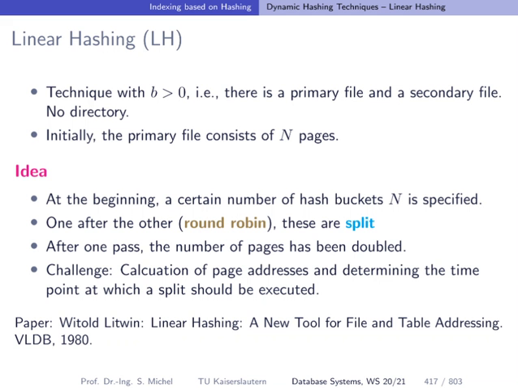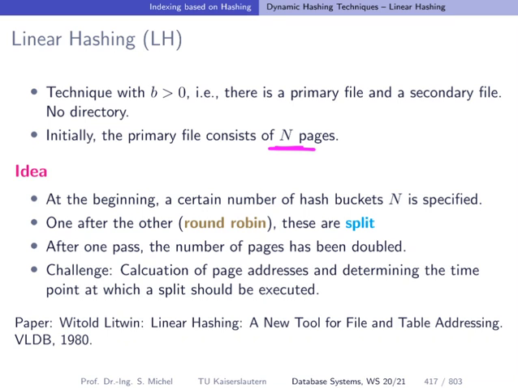Okay, so back to the slides. You see here we have linear hashing as a technique which uses a primary file and a secondary file. That means there is no directory, in contrast to extendible hashing. Initially we have n pages, and then the idea I have already illustrated before, we have these n buckets, and then one after the other, round robin, we are splitting the buckets. If there's some trigger coming, like a load threshold was crossed, then we have to start splitting.